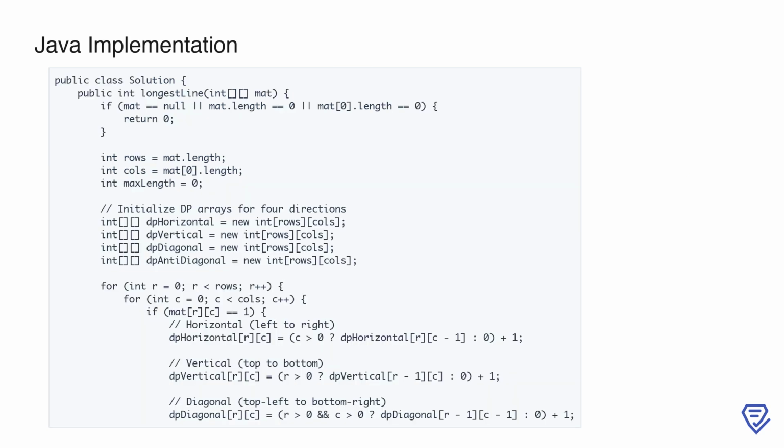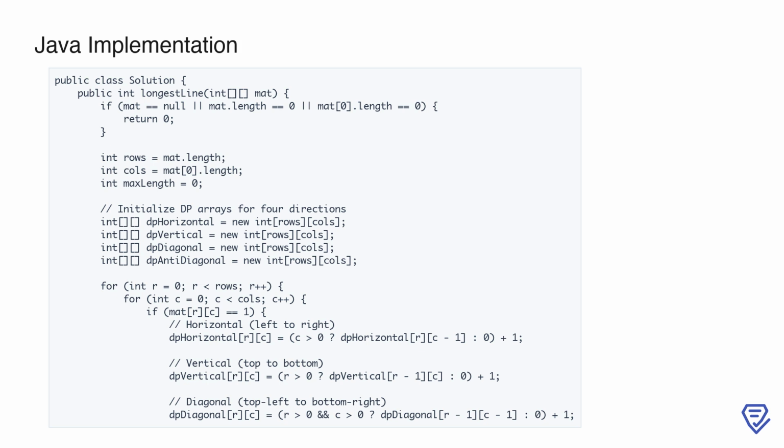Here, we begin the implementation of the solution in Java. The method longestLine takes a 2D matrix mat as input, where each element is either 0 or 1. The first step is to handle edge cases by checking if the matrix is null or empty. If it is, we simply return 0 since there are no valid lines of ones. Next, we initialize some variables, rows and cols to store the dimensions of the matrix, and max length to keep track of the longest line of consecutive ones found so far.